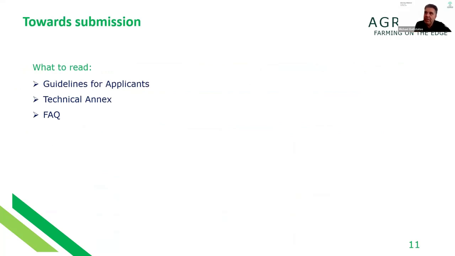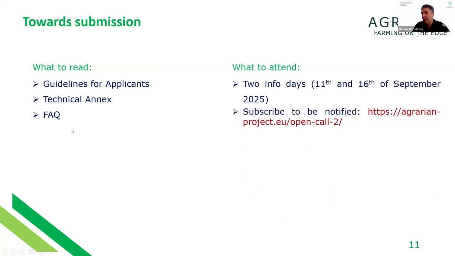Now, what you need for the submission: you need to read the guidelines for applicants, the technical annex that will describe all the elements that you will use from the Agrarian, and of course, you can read the frequently asked questions. You can attend, of course, you are attending this info day, but you can attend the next also that will present some other elements. And you also can subscribe in our website in order to get the notifications.